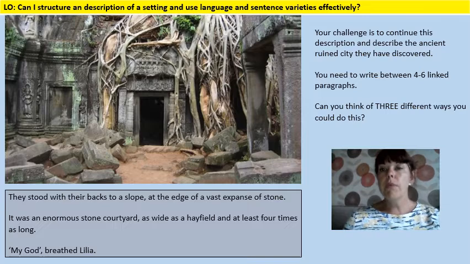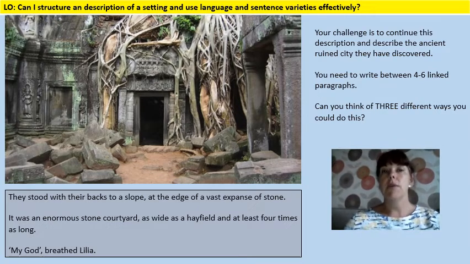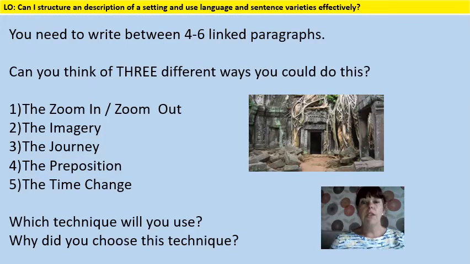So remember I said you want to write between 4 and 6 linked paragraphs. Can you think of 3 different ways you can continue a description of a setting and create that linking between the paragraphs? Just jot down some ideas. Give yourself 30 seconds. So here are 5 different ways in which you can create a sense of linked paragraphs.